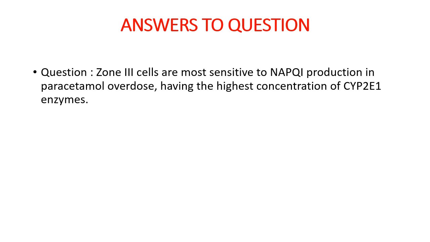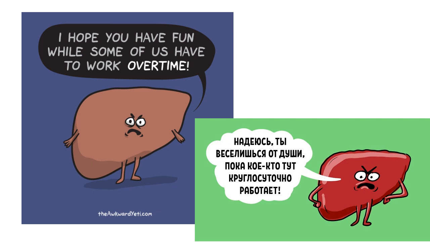And of course, the answer to the question. The right answer is zone 3. Zone 3 cells are most sensitive to NAPQI production in paracetamol overdose, having the highest concentration of enzymes. And of course, thanks for watching.